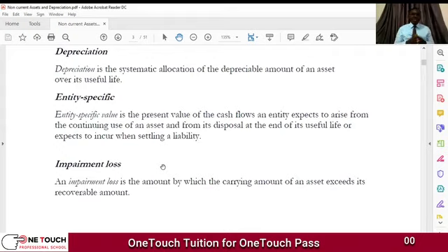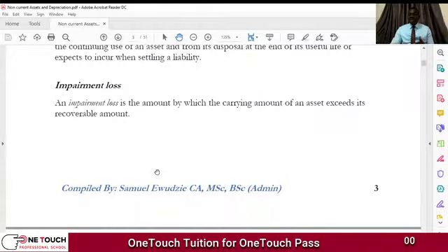So entity-specific value is the present value of the cash flows an entity expects to arise from the continued use of an asset and from its disposal at the end of its useful life, or the amount the entity expects to incur when settling a liability. That is entity-specific value. Good. Then we talk about impairment loss.